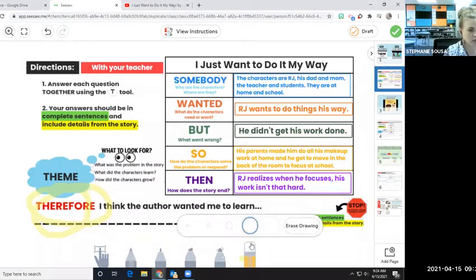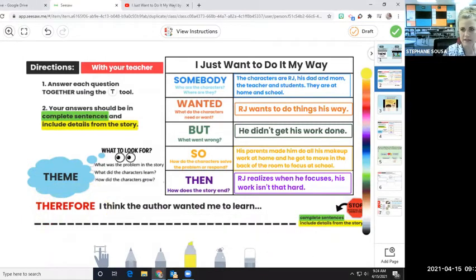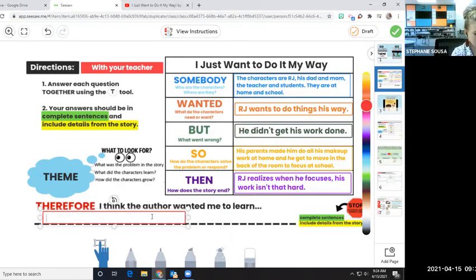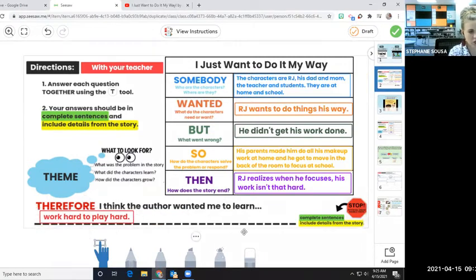So what themes did you guys come up with? What does the author want you to learn? Ideas. What did we talk about? William, what does the author want you to learn? I think the author wants us to learn to work hard and play hard. Nice. We got to work hard first and then the play can come. RJ was confused. RJ wanted to do all play and no work. And he had to learn that's not how it worked.